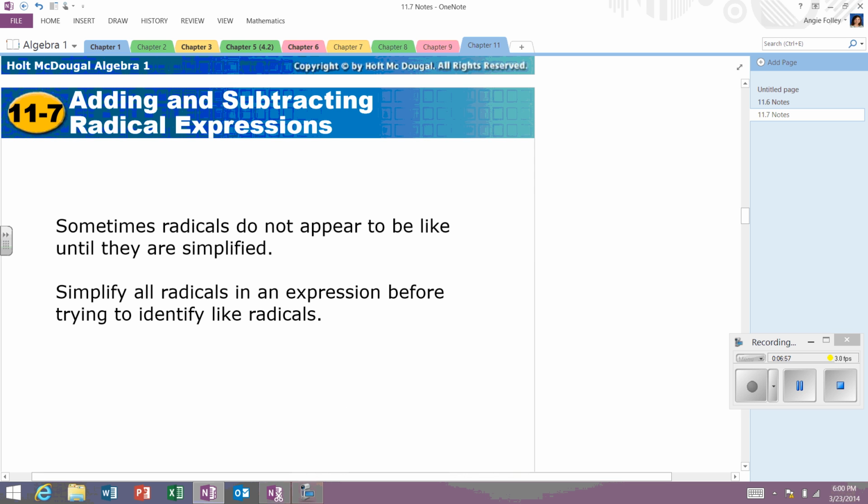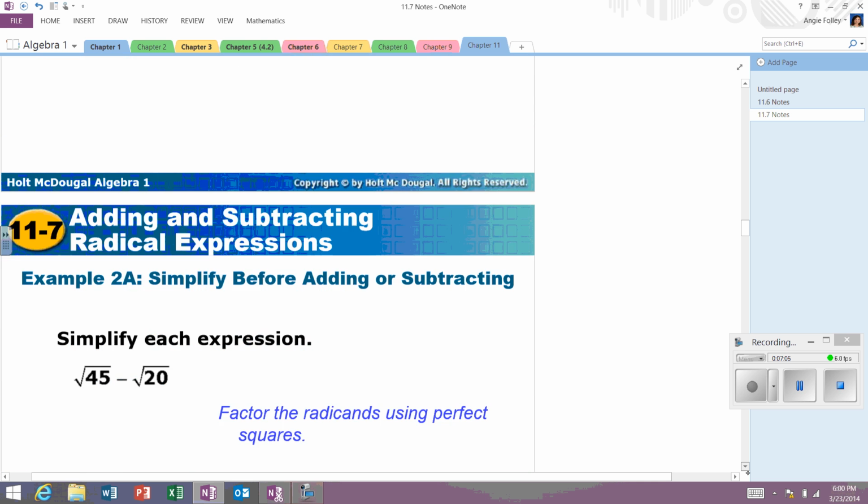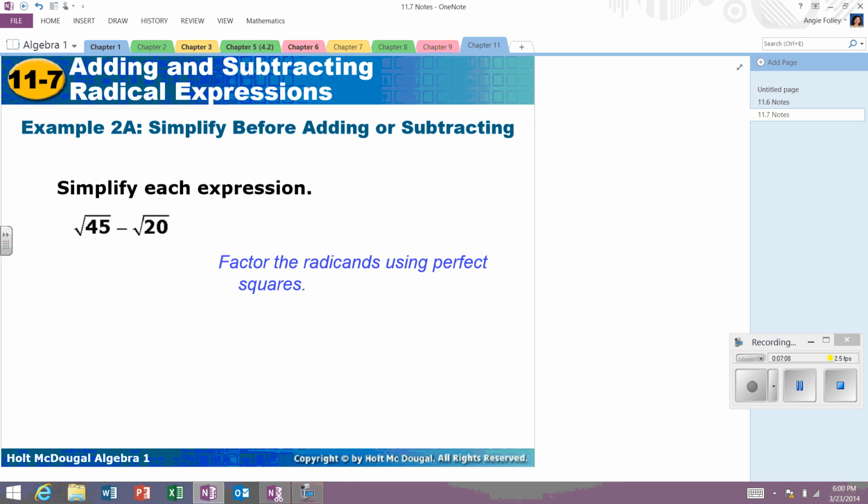Sometimes radicals don't seem like they are like until you simplify them. So you have to simplify all your radicals before you can decide if it's a like radical. So let me show you. If we look, these ones don't look like they're like radicals right now. However, if I simplify them, I can show that they actually are.